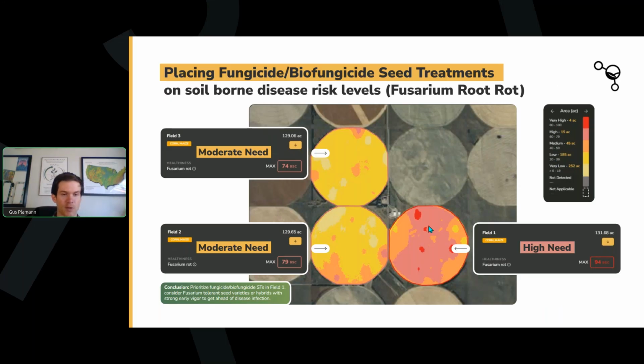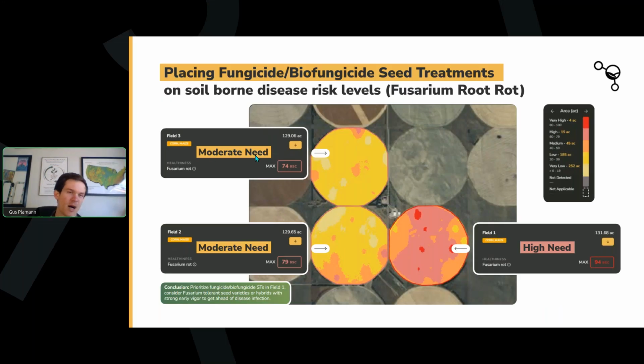Or I don't know if there's a lot of seed varieties out there that have significant resistance to fusarium, but I know there are some hybrids that have fusarium tolerance or are able to produce early vigorous growth to kind of get ahead of early seed disease infection. So field 1, this would be a case where there's a high need, or the conclusion here is to prioritize those fungicides or biofungicides that make claims of treating fusarium in that field.